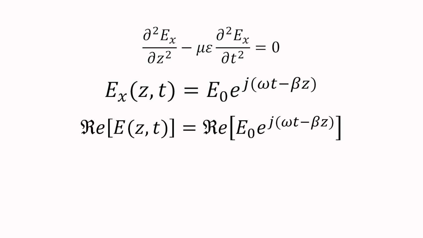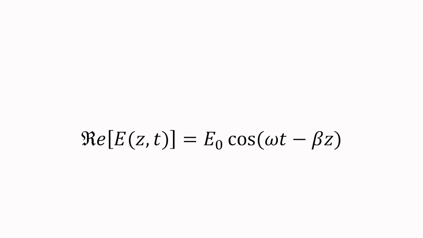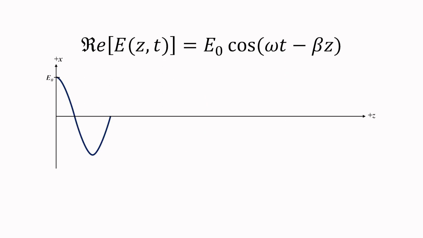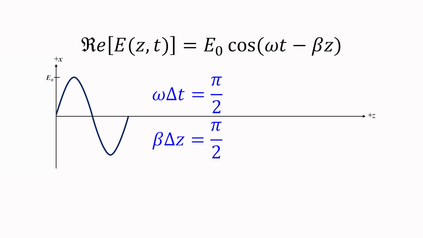Taking the real part of our general solution, we get E naught times the cosine of omega t minus beta z. Here is a notional graph of this function at time t equals 0. If we advance in time by 1/4 cycle, which is to say that omega delta t equals pi over 2 radians, then the entire waveform will advance in space by 1/4 cycle as well, which is to say that beta delta z also equals pi over 2 radians.